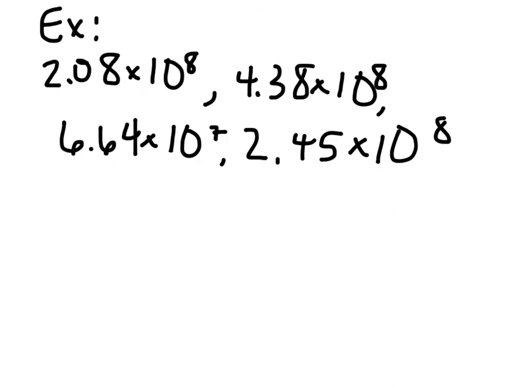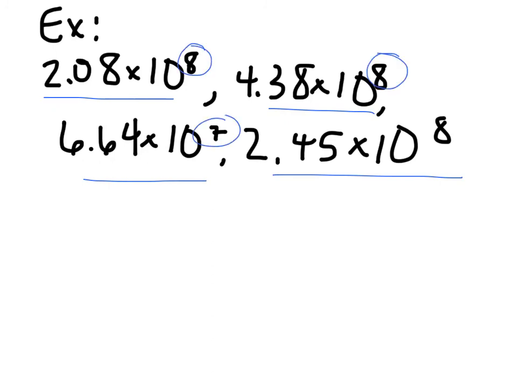Okay, let's look at an example. So if I'm going to order these 4 numbers, the first thing I'm going to do is check their exponents. I'm not even going to worry about the number part. And I say, okay, 3 of them have 8s and 1 of them has a 7. We're trying to order from least to greatest, so I automatically know that this one is going to be the smallest. So I'm going to put that down: 6.64 times 10 to the 7th.